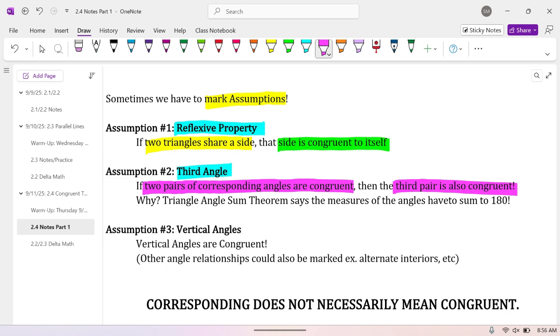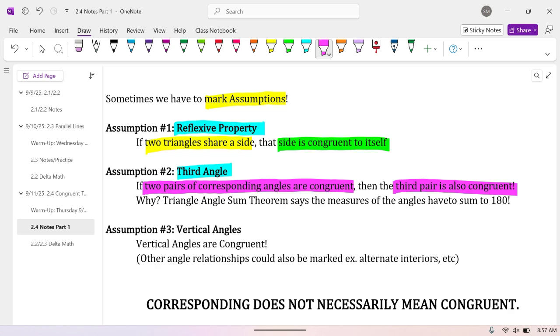Now, let me ask you this. If I know all three angles are congruent, but I don't know if any of the sides are congruent, can I assume congruency? No. Why? Think back to transformations. There was one that we did that created the same shape but different sizes. What was that?